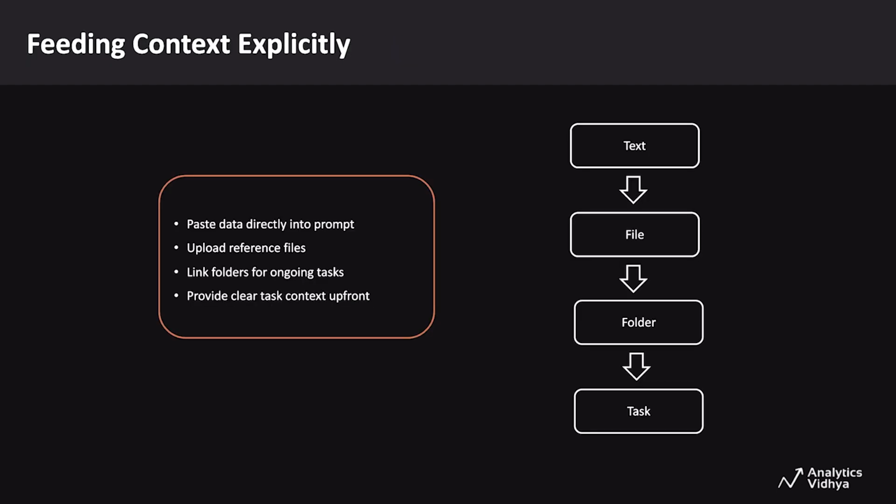Apart from memory, you can also explicitly provide context. You can paste data directly, upload files, or even link entire folders. The key idea is simple. The better the context you give, the better CoWork performs. So, memory helps in the background, but context is something you actively control.